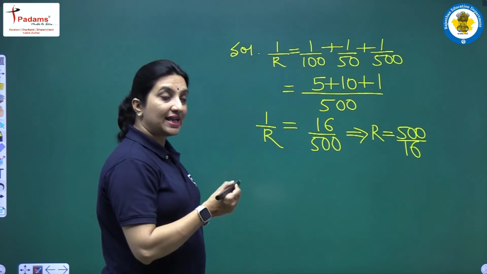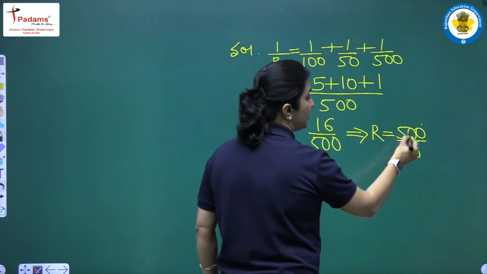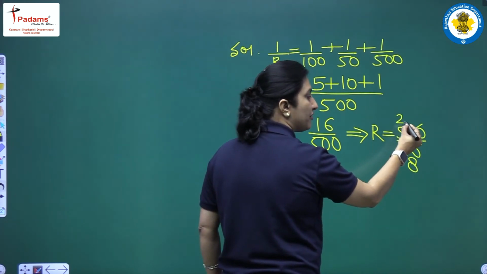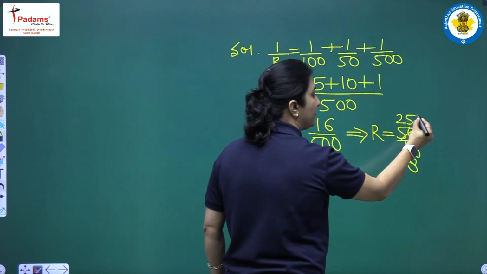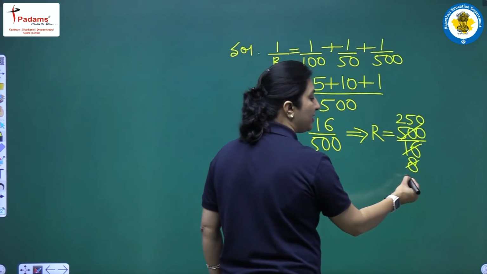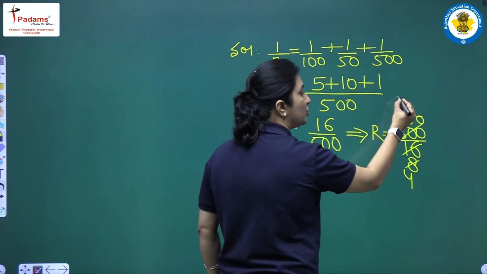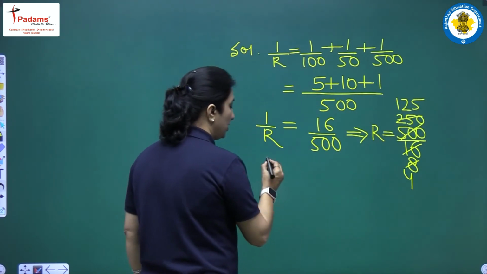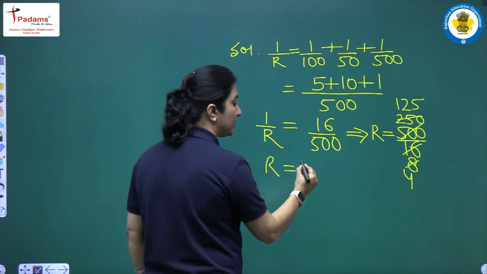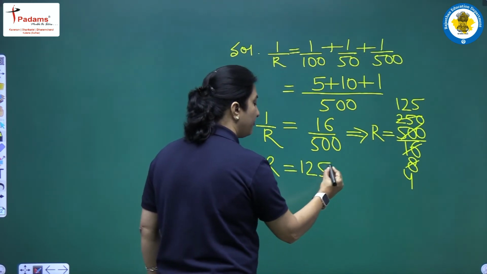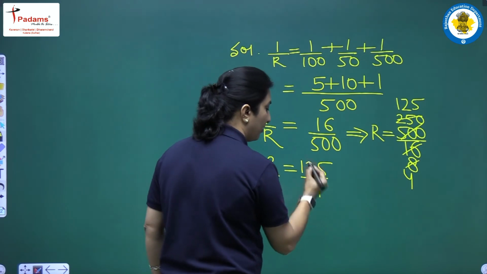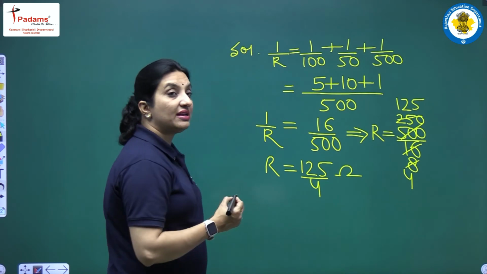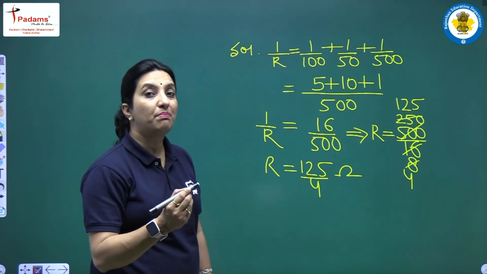Now for calculating R, we will take the reciprocal and the equivalent resistance will come out to be 500 upon 16. Now this can be solved further. Initially let's cut it by 2. 2 8s are 16, 2 2s are 4, 2 5s are 10. Again I can cut it by 2: 2 4s are 8, 2 1s are 2, 2 2s are 4 and 2 5s are 10. So the equivalent resistance is 125 upon 4.